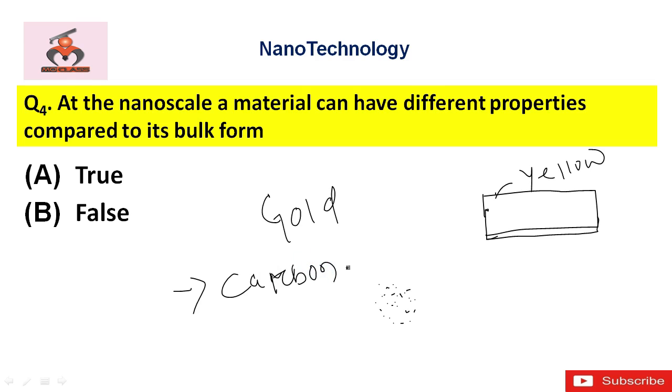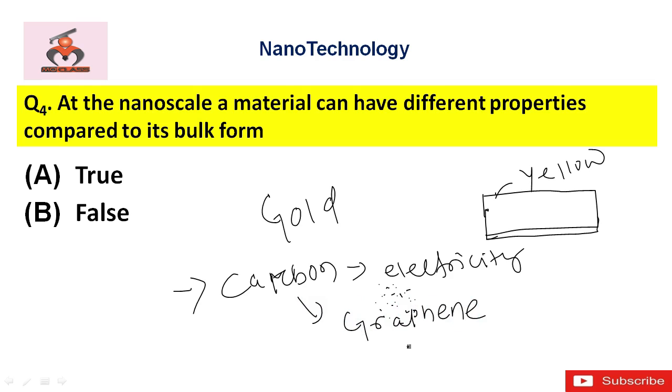Carbon is generally a non-conductor of electricity. But when we take the allotrope of carbon, that is graphene, it is a very good conductor. Graphene is a nanomaterial, but this carbon is present in the bulk form. When we use carbon in bulk form, it cannot conduct electricity or heat. But you can use graphene to conduct heat as well as electricity. It has very high conductivity.